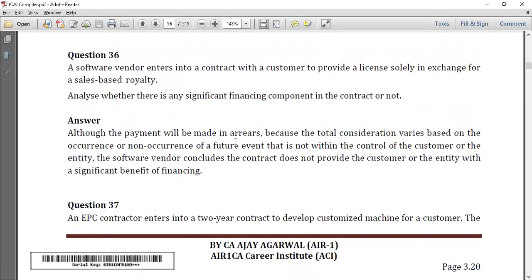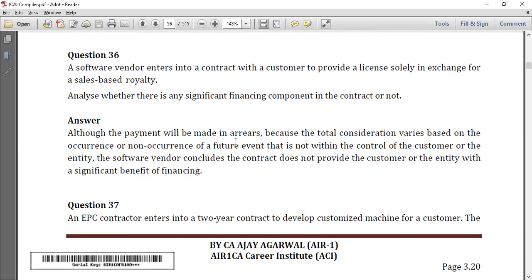Next, question 36 is the same. A software vendor entered into a contract with the customer to provide a license solely in exchange for a sales-based royalty. Means the license will be exchanged for a sales-based royalty. So the license will be transferred now, and the sales-based royalty is something which is a future event, when the sales are made. This is not in the control of the customer or the entity. How many sales will be made, and the royalty based on the sales, is a future event.